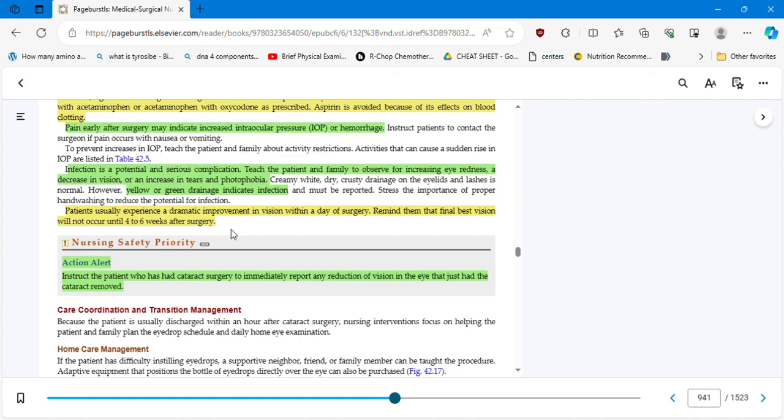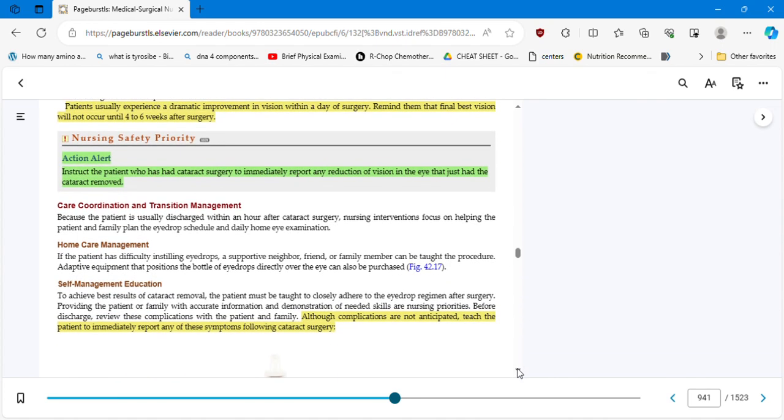Patients usually experience a dramatic improvement in vision within a day of surgery. Remind them that final best vision will not occur until 4 to 6 weeks after surgery. So after 1 hour, they are going to be discharged and probably the following day, they are going to see a dramatic improvement in vision. But the final result is going to be within 4 to 6 weeks after surgery.